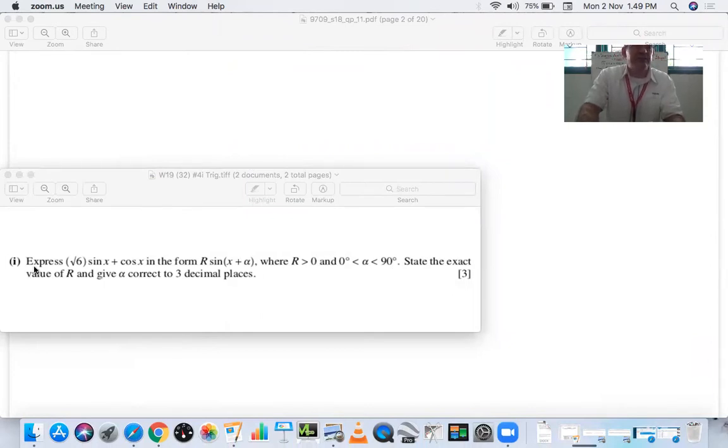It says express root 6 sine x plus cosine x in the form r sine x plus alpha, where r needs to be greater than 0 and alpha is between 0 and 90 degrees. State the exact value of r and give alpha correct to 3 decimal places. So we'll come back to the board.